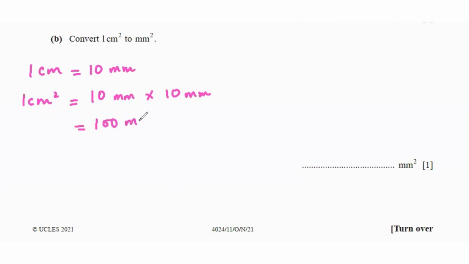Convert 1 centimeter square to 1 millimeter square. 1 centimeter is equal to 10 millimeters. So if it's 1 centimeter square, that means it's 10 millimeters times 10 millimeters, which is 100 millimeter squared. That is your answer.